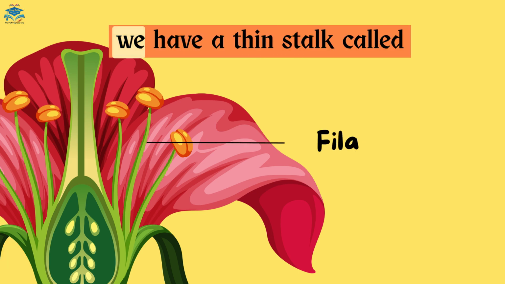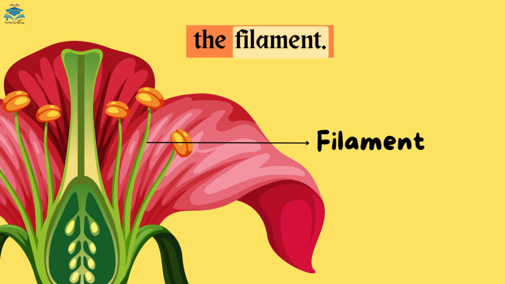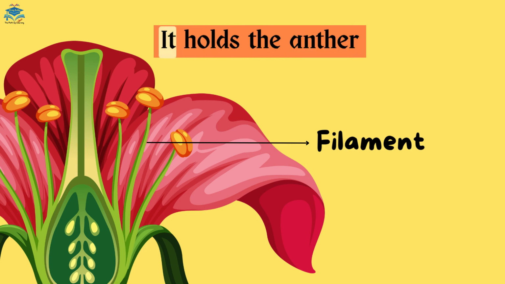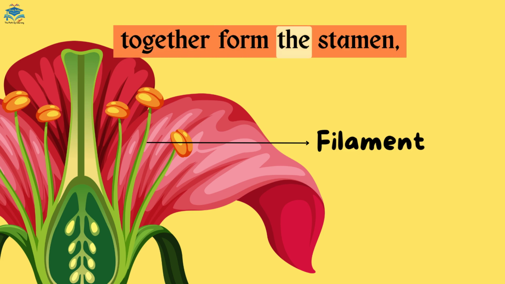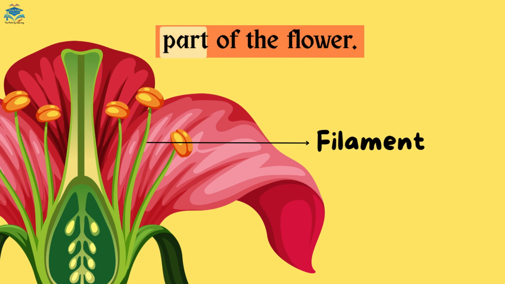Supporting the anther, we have a thin stalk called the filament. Its job is simple. It holds the anther in the right position. The anther and filament together form the stamen, which is the male reproductive part of the flower.